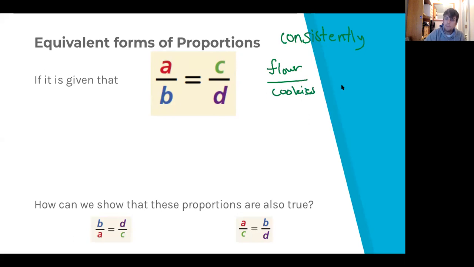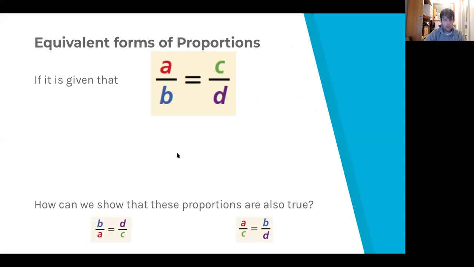And I made mention that I need to make sure I did that consistently, that in the other ratio, I also had flours over cookies. Flours on top, cookies on the bottom. It would have worked just fine if I switched these. There's no reason I couldn't have switched them. The ratios of cookies to flour and flours to cookies are just reciprocals of each other, but they're still going to be equal if they are indeed proportional.